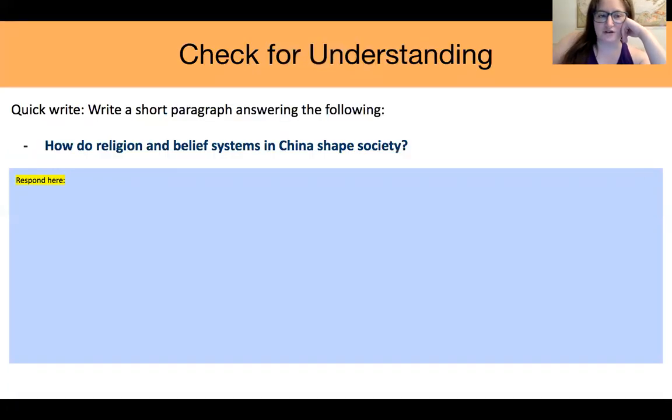Lastly, we have a check for understanding. Write a short paragraph answering the following question. How do religion and belief systems in China shape society? I'm really interested to see what you think and understand after learning more about the belief systems of China, these two in particular.